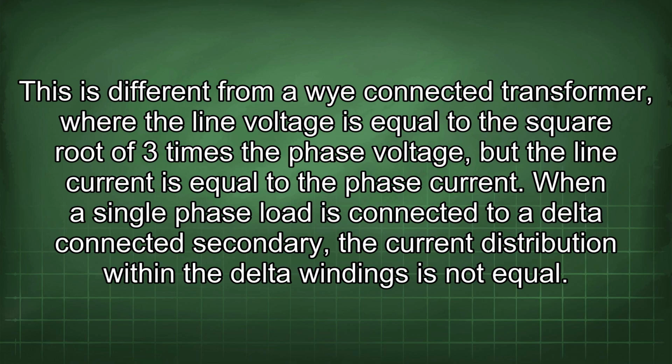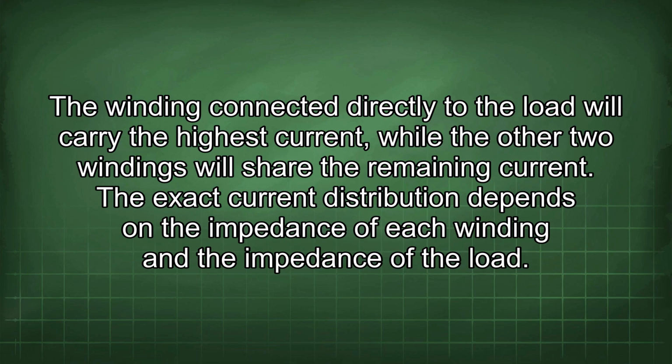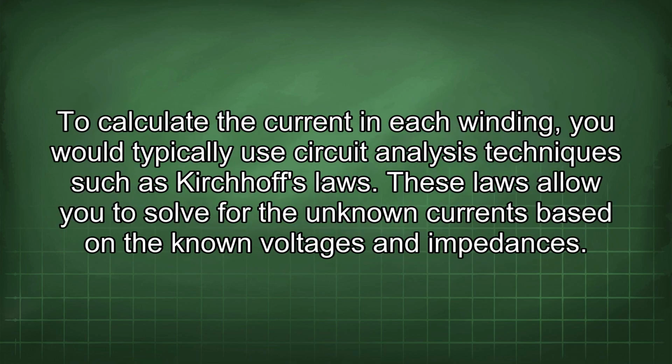When a single-phase load is connected to a delta-connected secondary, the current distribution within the delta windings is not equal. The winding connected directly to the load will carry the highest current, while the other two windings will share the remaining current. The exact current distribution depends on the impedance of each winding and the impedance of the load. To calculate the current in each winding, you would typically use circuit analysis techniques such as Kirchhoff's laws. These laws allow you to solve for the unknown currents based on the known voltages and impedances.